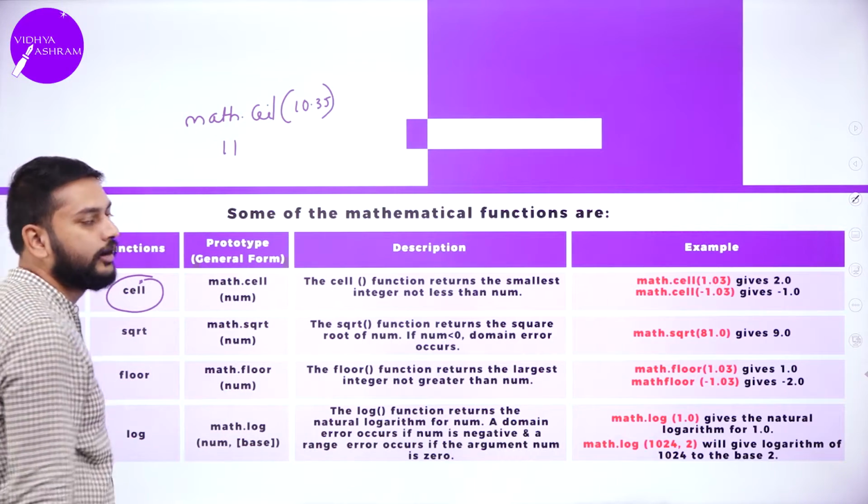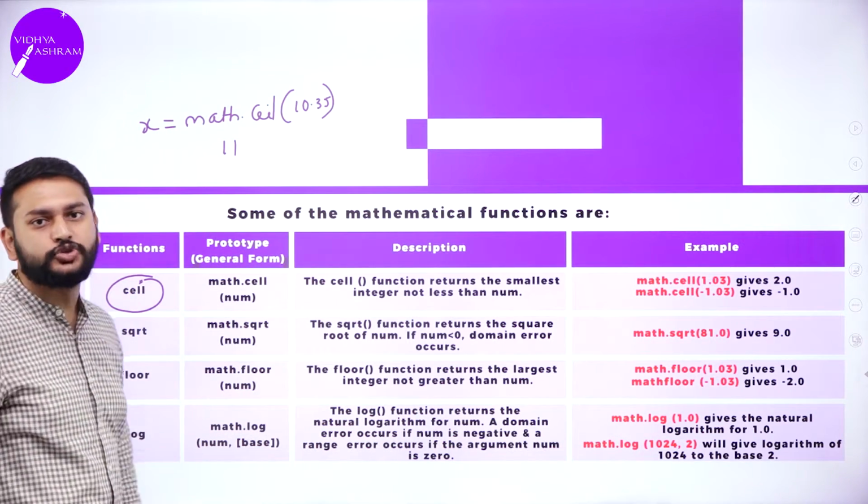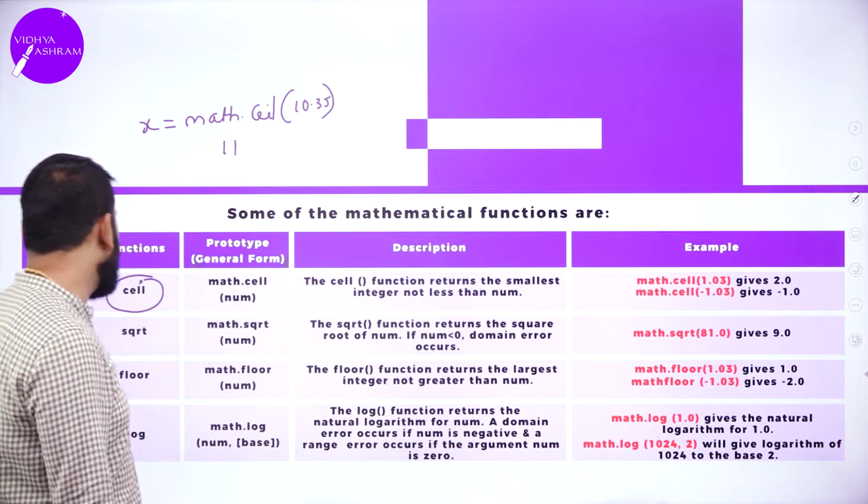So it will be 11. If you just write like this, if you print the x value, it should be 11. So it will round up the value. So what is the next one that you have?